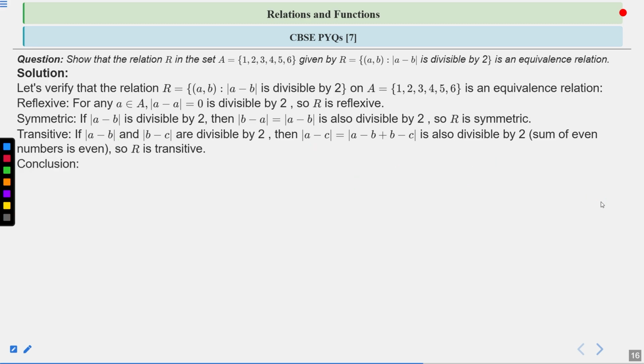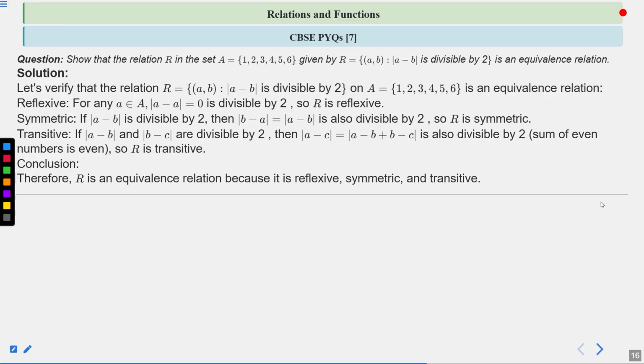So in conclusion, we can say that R is an equivalence relation because it is reflexive, symmetric, and transitive. Got it? Okay, let us move to the next question.